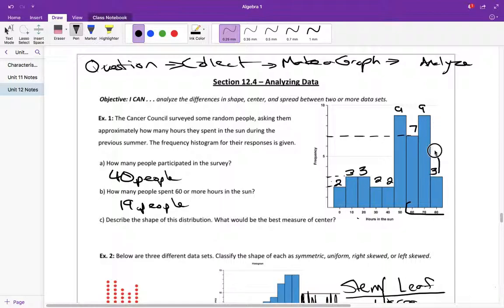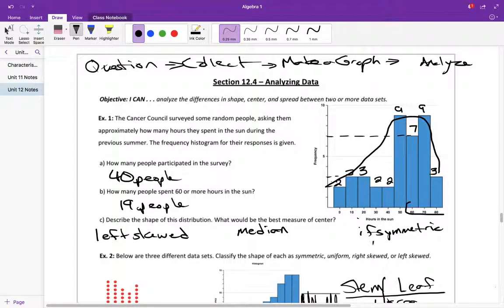Looking at the distribution, if you wanted to draw in some curves there, it's pretty clear that it's coming down to the left. So this would be an example of what we've called left skewed data, being that it's being pulled to the left. What would be the best measure of center? Remember, anytime you're dealing with skewed data, the median is the better measure of center. Remember, the mean is only if it's symmetric with no outliers. If it's symmetric with no outliers, that is the only time that you really use the mean as your better measure of center.